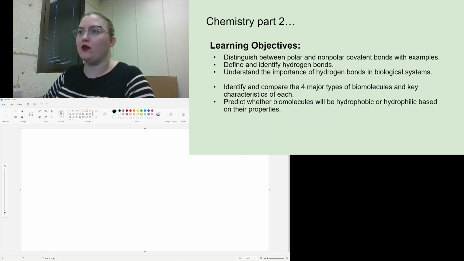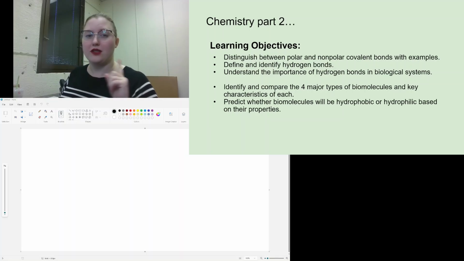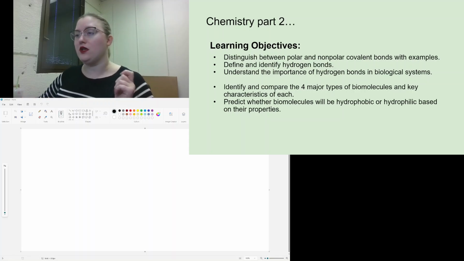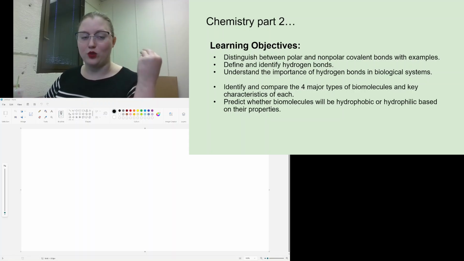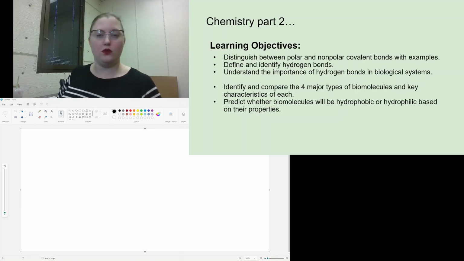Let's get started. Our learning objectives today: we are going to work on differentiating between polar and nonpolar covalent bonds. We're going to work on identifying hydrogen bonds, and understanding how they work in actual biological settings. We're going to identify 4 types of biomolecules and try to predict hydrophobic and hydrophilic properties. Okay?